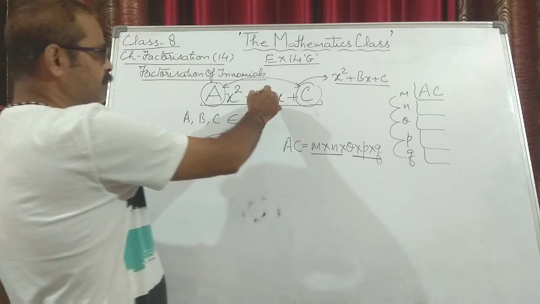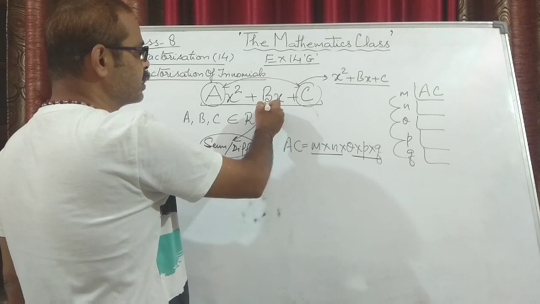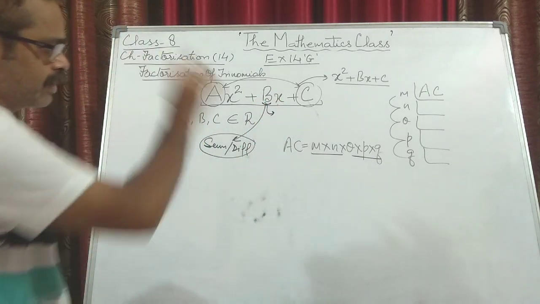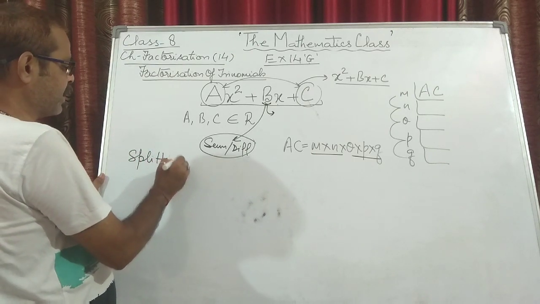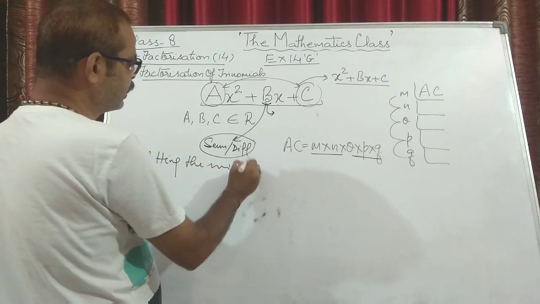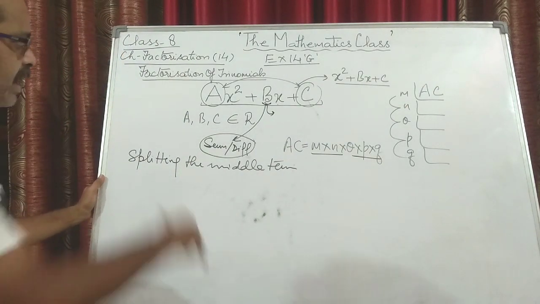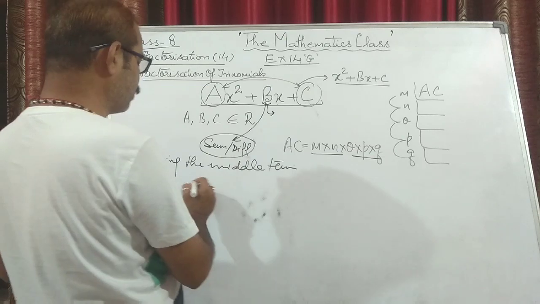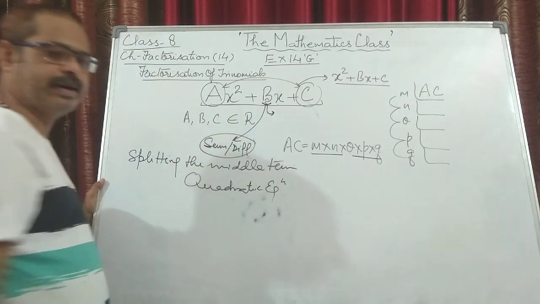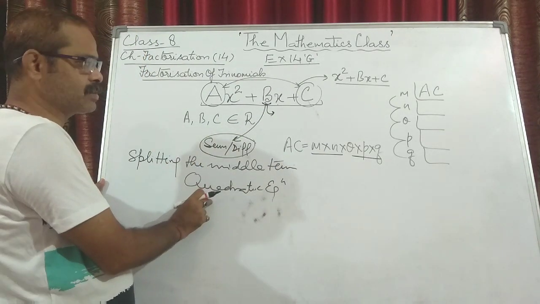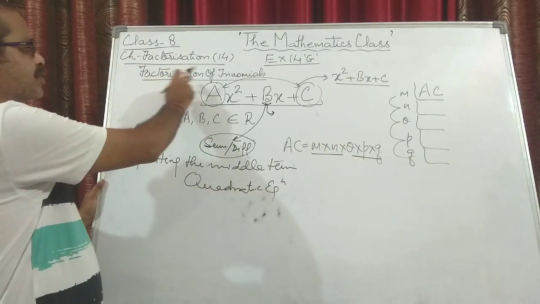And if it is in the form of sum or the difference of the factors, then we break this middle term. This factorization is also known as splitting the middle term at your level. But when you move on to higher classes, say 9th and 10th, this is known as quadratic equation. In higher classes this will convert into quadratic equations, but up to this level it will be considered as factorization of trinomials.